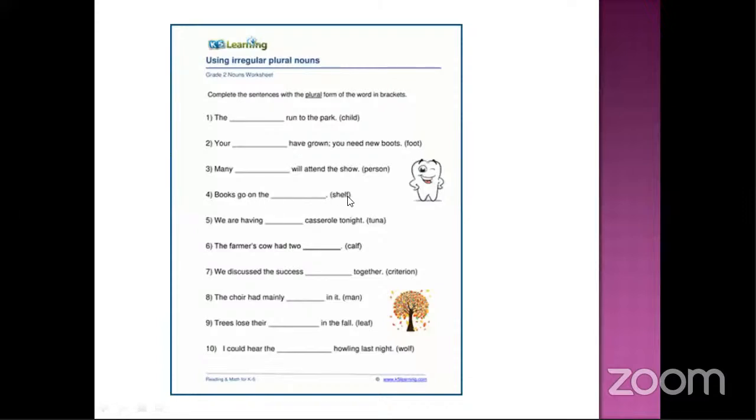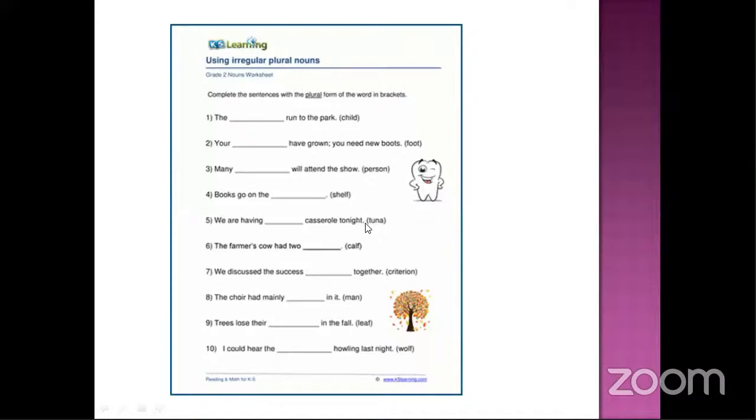Now here, look at the last letter, F. Fur sound. So what happens when you are pluralizing? It should be shelves. Shelves.